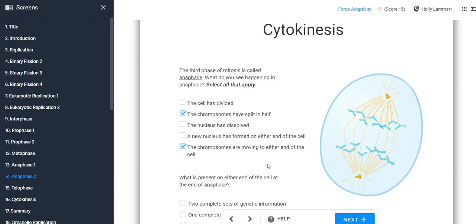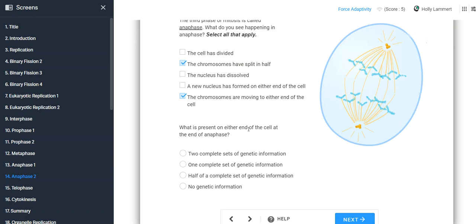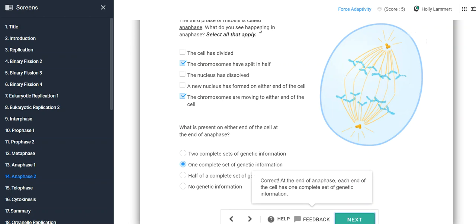Well, let's go to the next stage too. What is present on either end of the cell at the end of anaphase? 2 complete sets of genetic information, 1 complete set of genetic information, half or no. So remember how it replicated in interphase? So we're still going to have 1 complete set on either side.